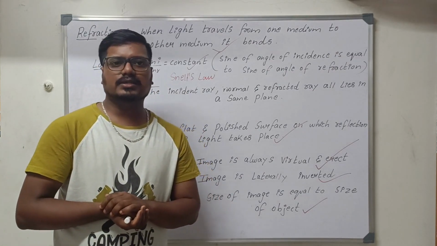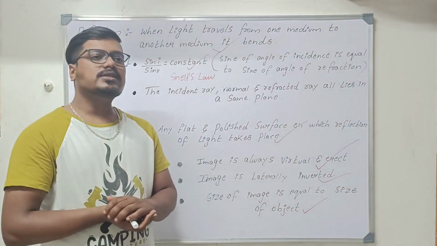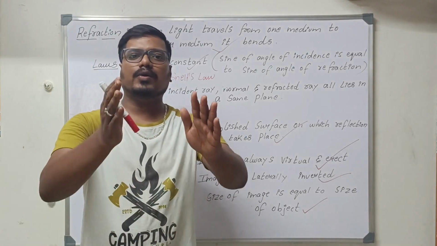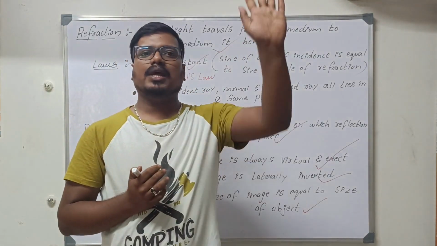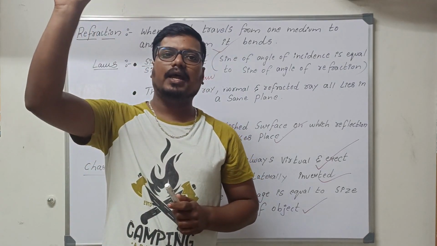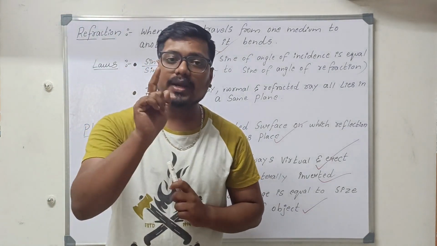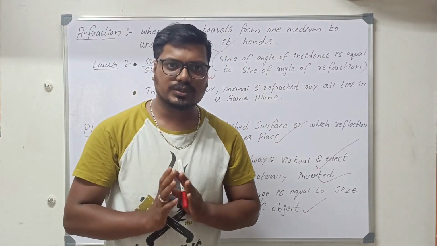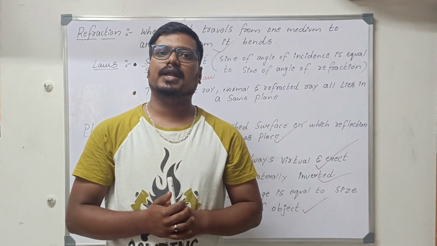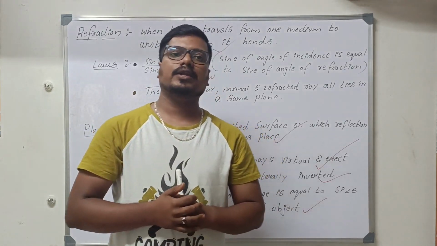But here the image is laterally inverted. What is the meaning of laterally inverted? Now, you are looking at me. When I raise my left hand, you see my left hand. When I raise my right hand, you see my right hand. But in a mirror it will be opposite. If I try to eat with my left hand, the mirror shows the right hand. That is called laterally inverted.